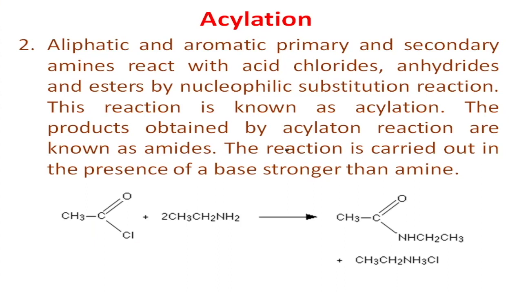Acylation. Aliphatic and aromatic primary and secondary amines react with acid chlorides, anhydrides and esters by nucleophilic substitution reaction. This reaction is known as acylation. The products obtained by acylation reaction are known as amides. The reaction is carried out in presence of a stronger base than amine. If you add this acid chloride to amine, then you get amide compounds.